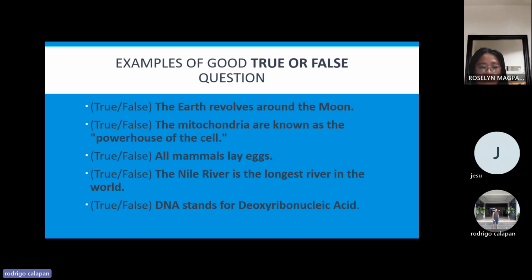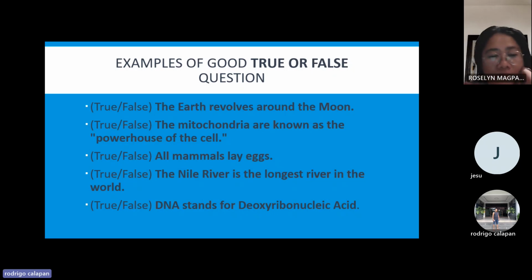For number 7, the Nile River is the longest river in the world. True or false? True. This question tests students' knowledge of world geography. This is true as the Nile River is widely recognized as the longest river with a length of approximately 6,650 kilometers or about 4,130 miles. So it assesses students' familiarity with major rivers and their lengths.